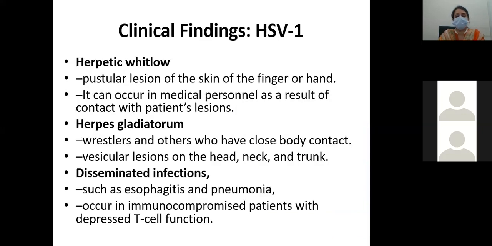Okay, then there is herpetic whitlow. What is it? There can be a pustular lesion of the skin of the finger or hand, and it can occur in medical personnel as a result of contact with a patient's lesion. And there can be herpes gladiatorum, that is in wrestlers and others who have close body contact, and there can be vesicular lesions on the hand, neck, and trunk. And last, there can be disseminated infections like esophagitis and pneumonia, and it can occur in immunocompromised patients with depressed T cell function.